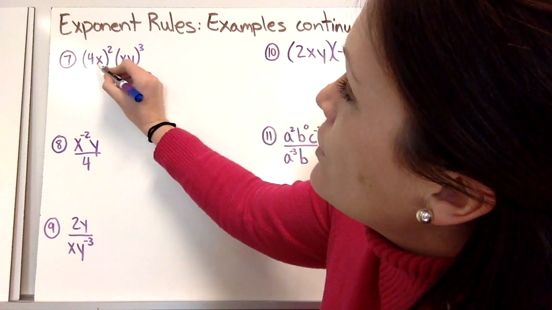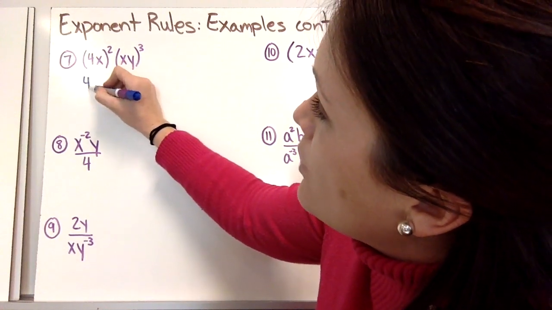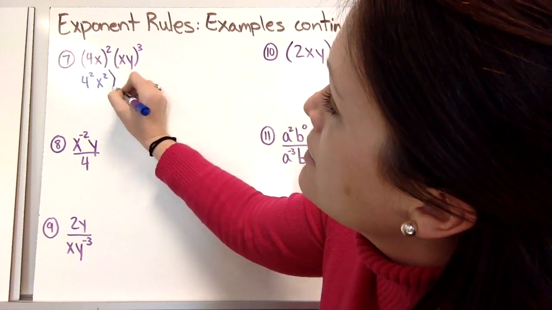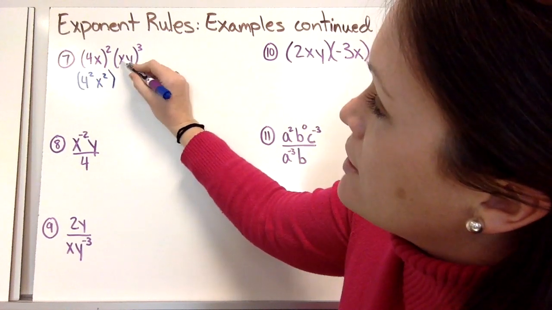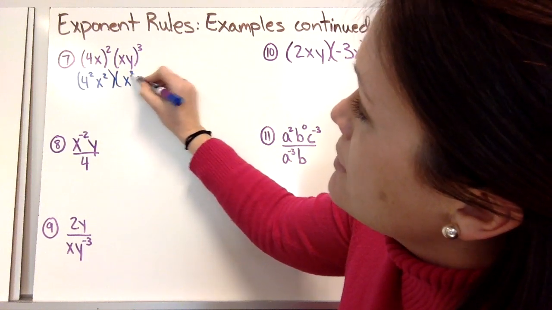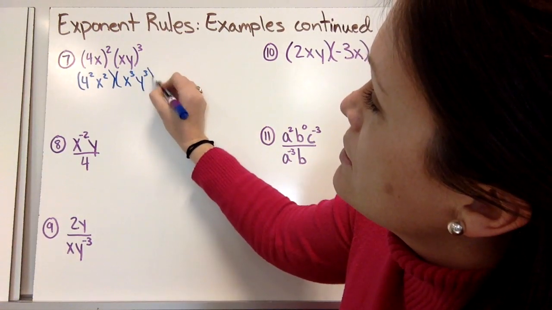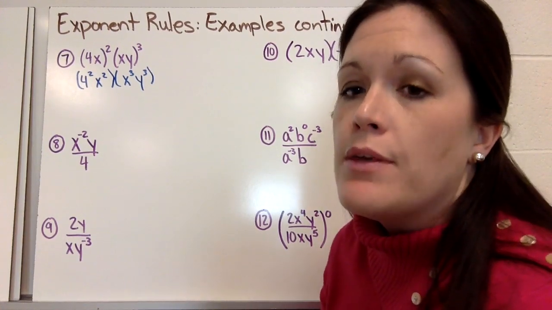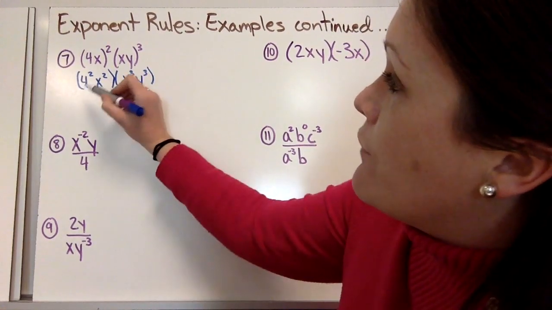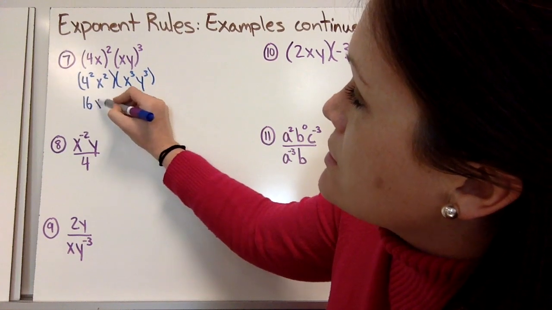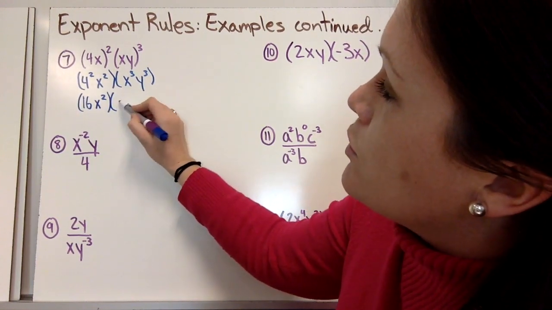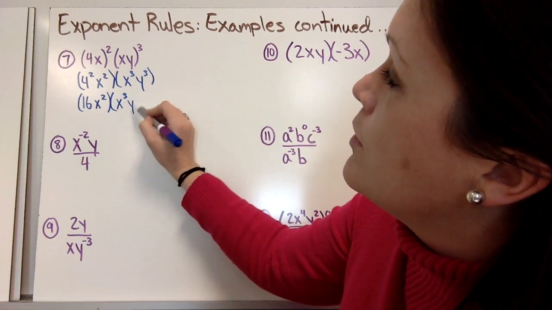So we have 4x squared. We need to square everything in the parentheses. We need to cube everything in this parentheses. So work on each parentheses first, and then we'll put those together. So we have 4 squared would be 16x squared. We can still just bring down x cubed, y cubed.